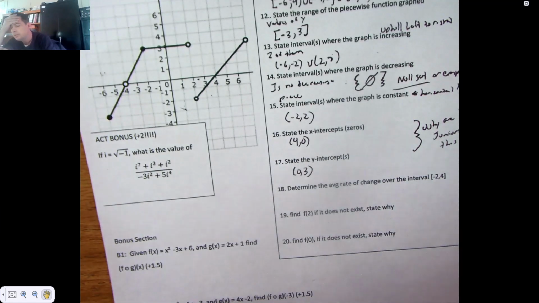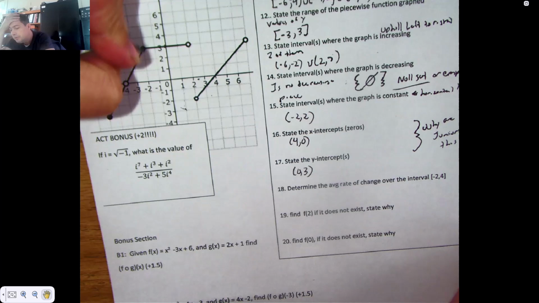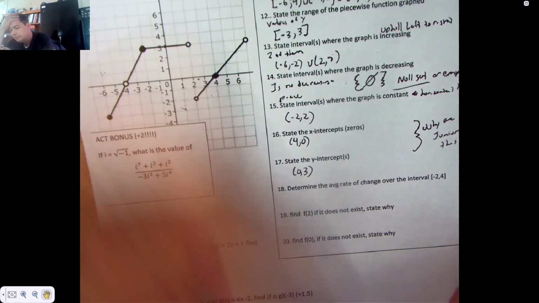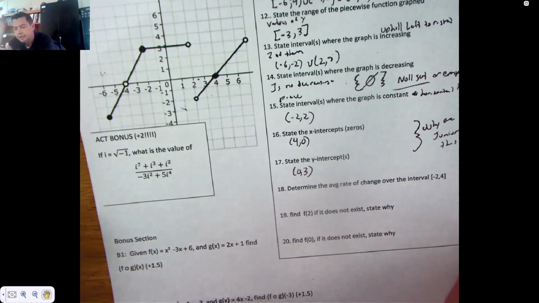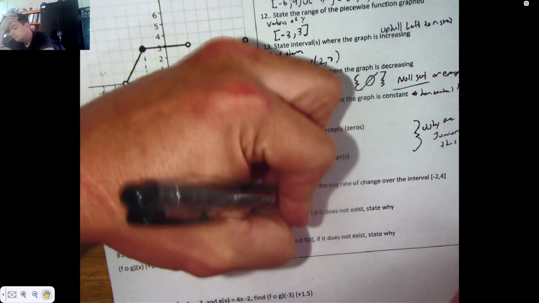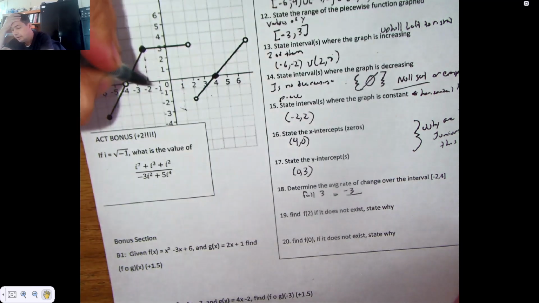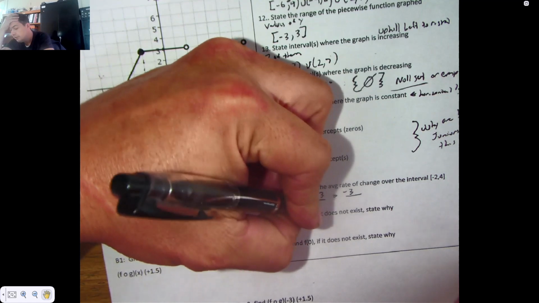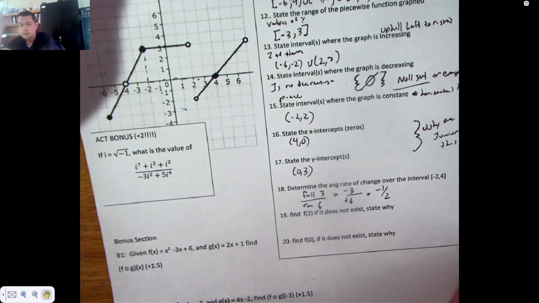Average rate of change on the interval from -2 to 4. So when x is -2, I'm going to put a dot right here. When x is 4, I'm going to put a dot right there. I'm going to put a dot on the graph, not on the x-axis, on the graph. Looks like I have to fall 3, which would be a -3. And I run, looks to me like 6. I am running right 6, so +6, and that reduces to -1/2.